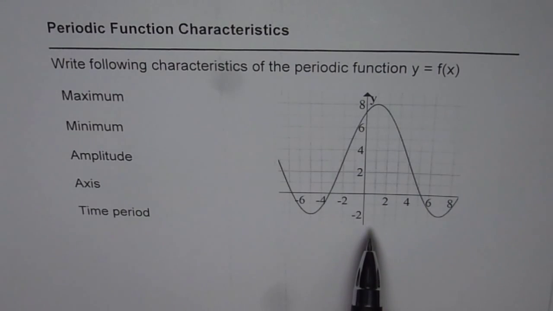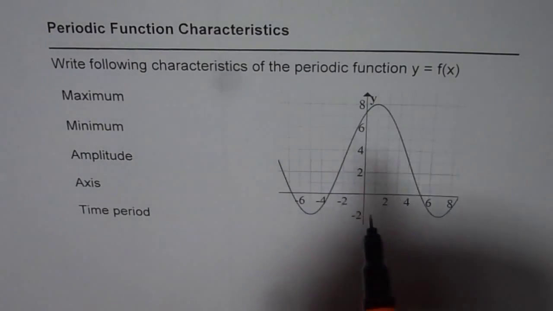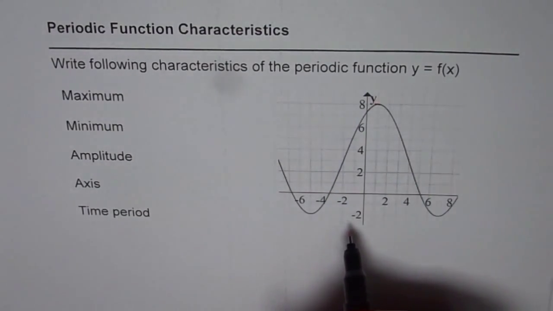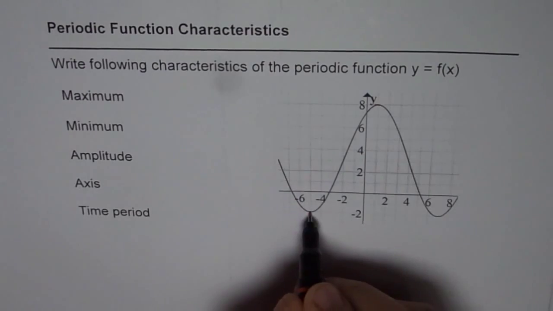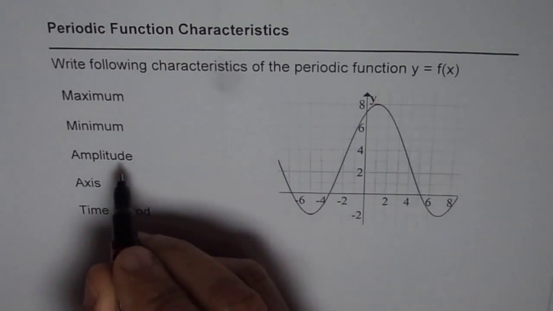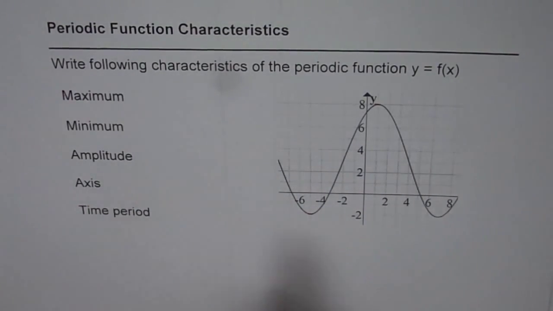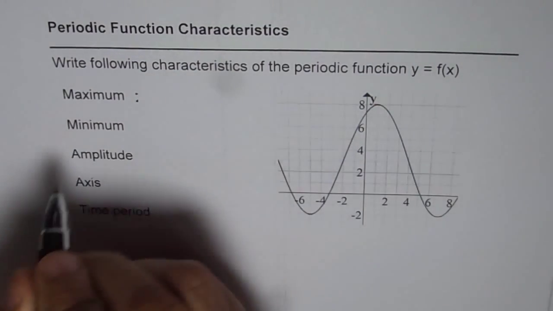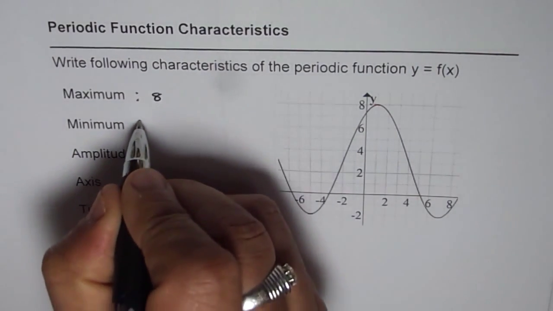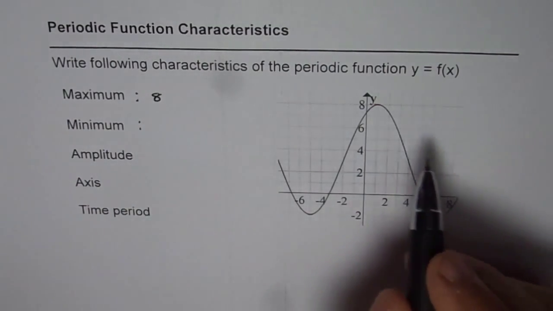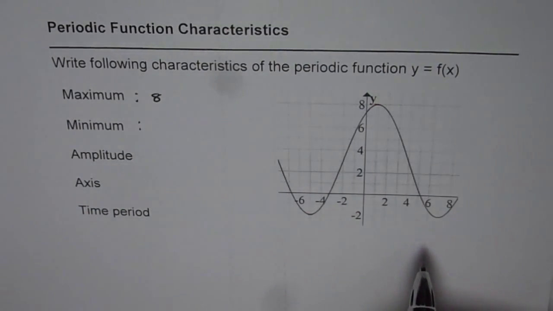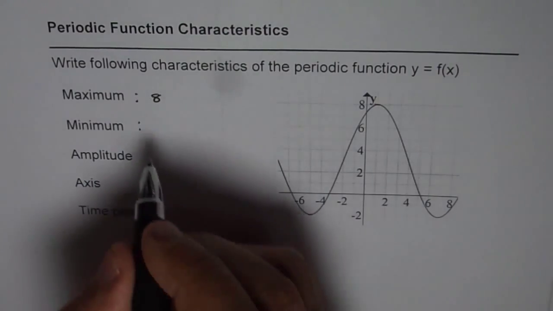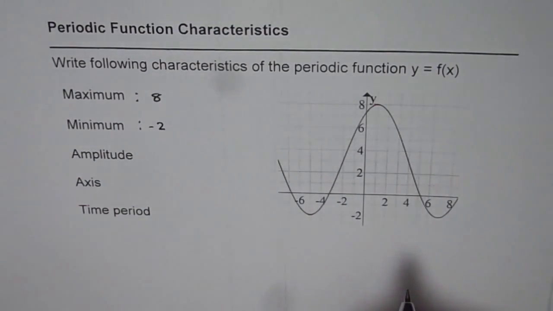You can pause the video and answer the questions. Here are my suggestions. Maximum value is 8. Minimum value is -2. Amplitude, axis and time period we'll have to calculate, right? So let us first write down the maximum and minimum values. Maximum value, as we read from the graph, is 8. Sometimes the units are given, so in that case you have to include the units. In this particular graph we do not have units, so we're just writing the numbers.